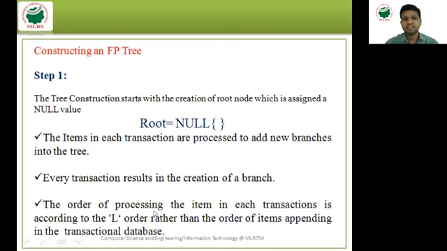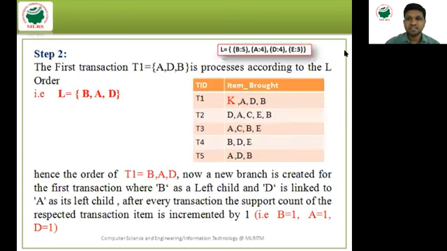As I discussed earlier, how do you get the L order? Find the unique items and the item count in each and every transaction, so that the L order list is used rather than the order of items appearing in the transactional database. You have to add each transaction to the existing root. Now see, this is actually important.